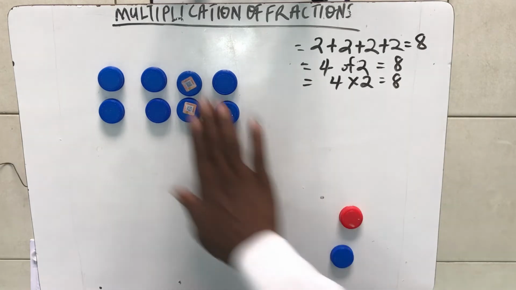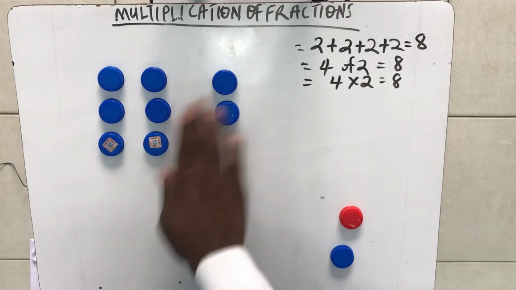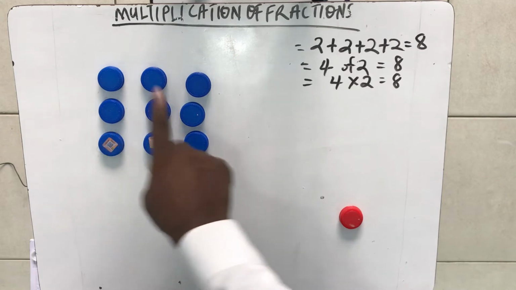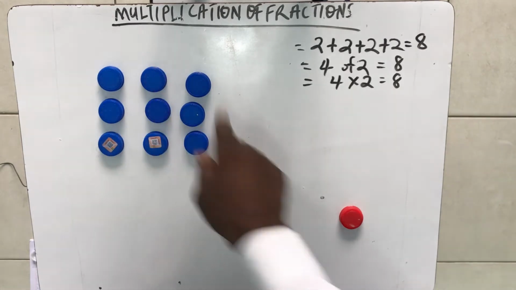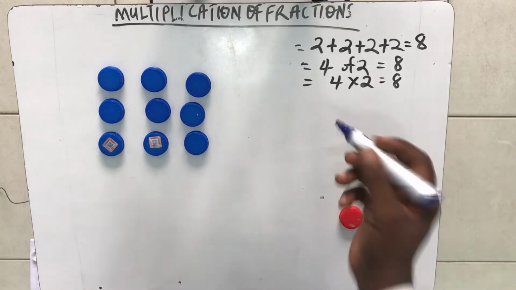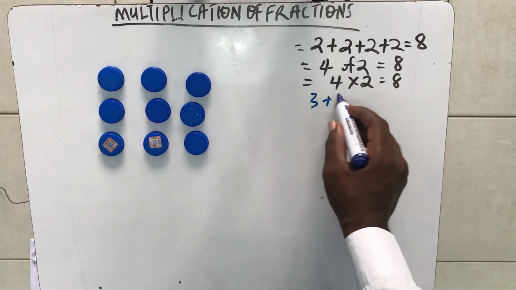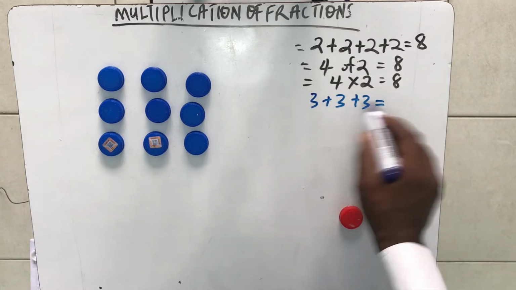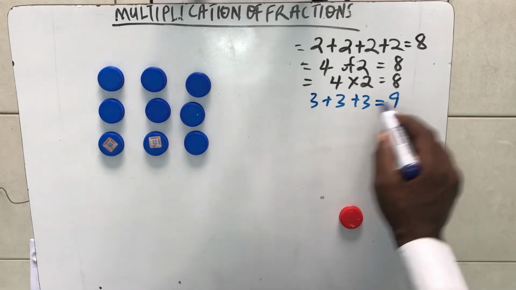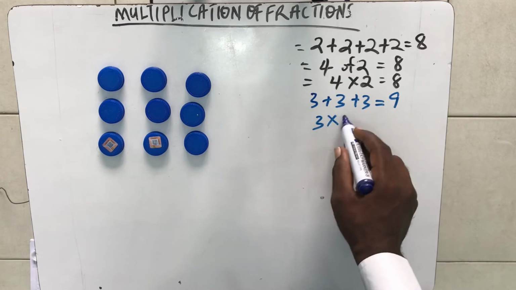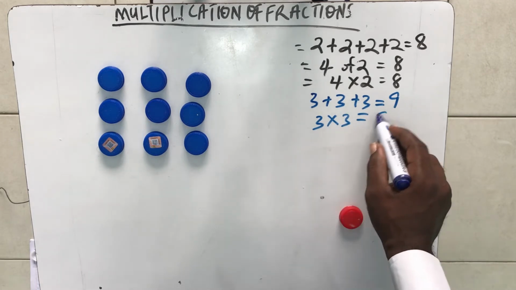Okay, if we have this 3, 3, 3, this will be 3 groups: group 1, group 2, group 3. This could be written as 3 plus 3 plus 3, giving us 9. Or this could be written as 3 repeating itself 3 times. 3 times 3 gives us 9.